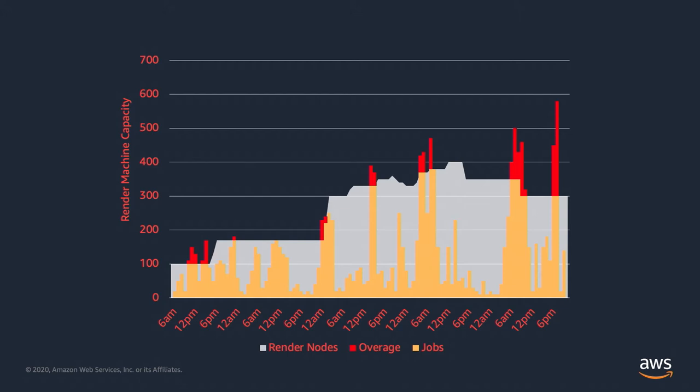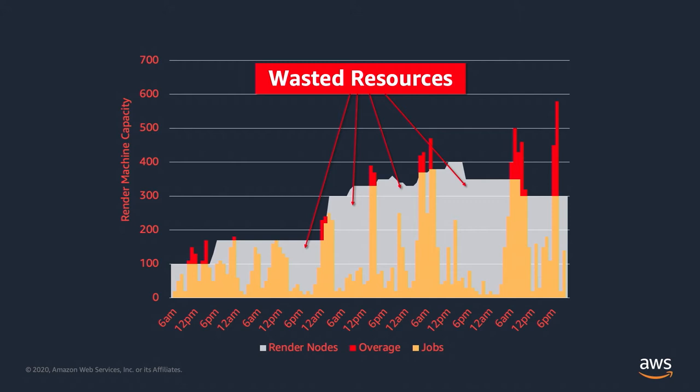Because we've bought all these machines. But the fact is over the course of the day, as we have peaks in usage, we also have valleys in usage as well. And that means that the machines that we've purchased up front are sitting, collecting dust, waiting for jobs to hit them. And this really speaks to the nature that ultimately rendering is a very spiky workload.